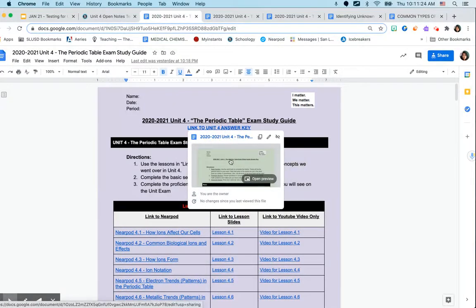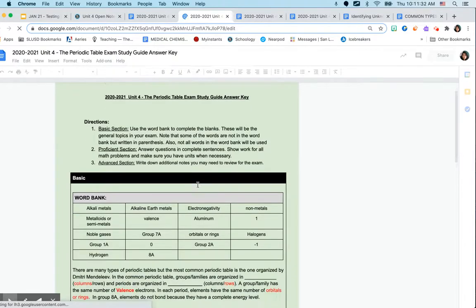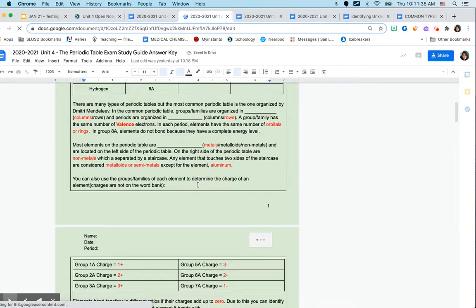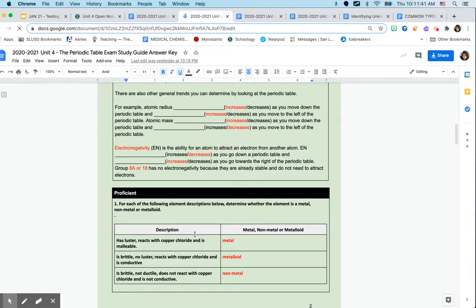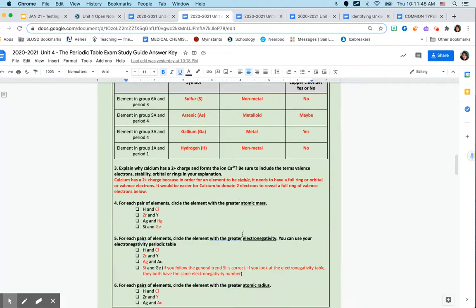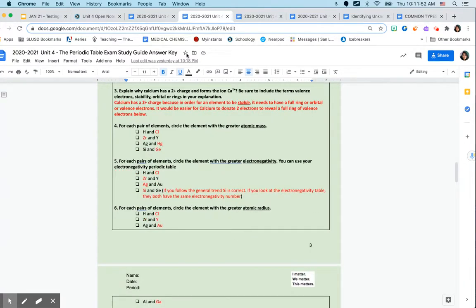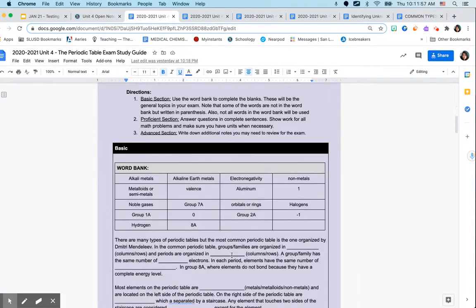Once you've done a couple of these practice problems, notice at the very top of the study guide, it says link to Unit 4 answer key. If you click on this, it will open up this document with a green background. If you scroll down, you'll notice that all of the correct answers are in red. That will let you know how you would have scored if this was a real test. This is just your way of checking how ready you are for your Unit 4 exam. Since your Unit 4 exam is open notes, I highly recommend that you have your notes next to you when you're working on this study guide.